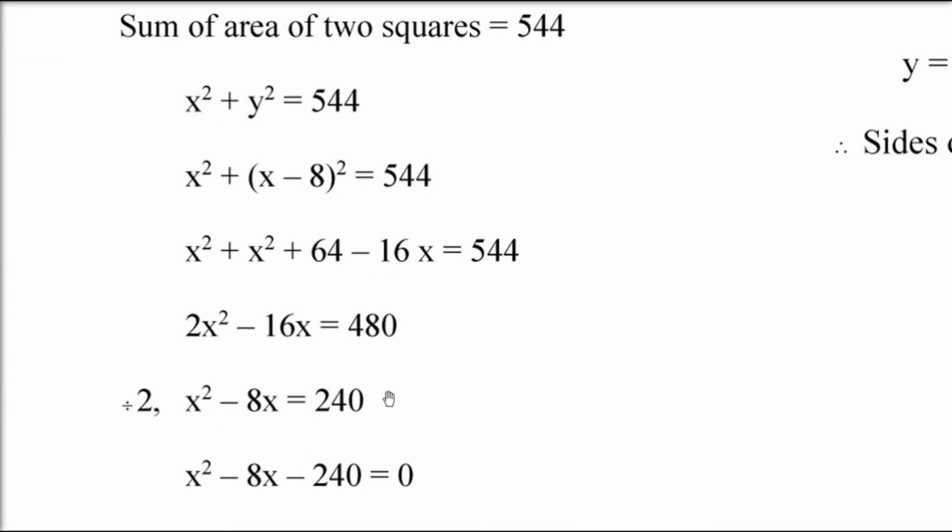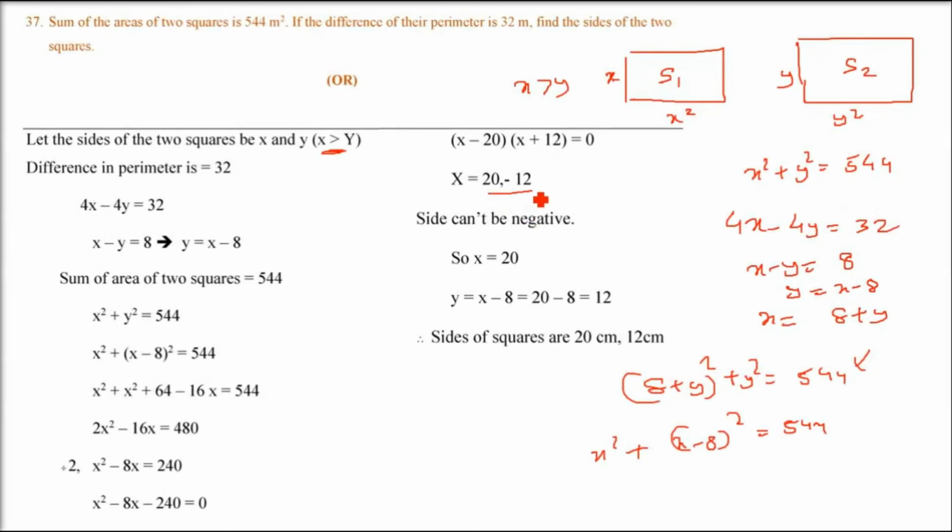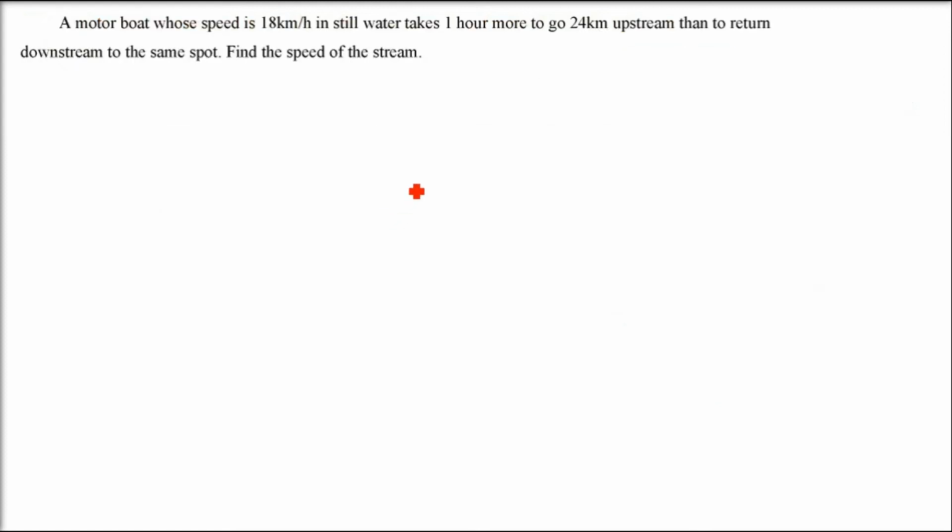So x is going to have two values actually, 20 and minus 12. But a side cannot be negative, so we can take x only as 20, and y will be x minus 8. Put 20 here, so you get 20 minus 8, 12. X is 20, y is 12. The sides of the squares are 20 and 12 meters. This is an OR question. You can do either of these two.